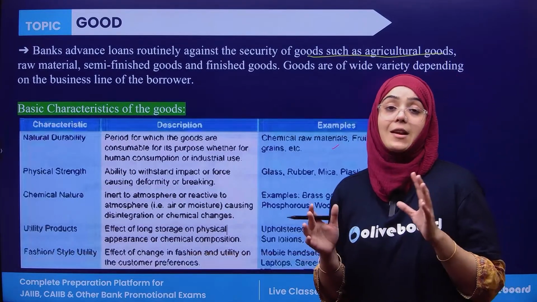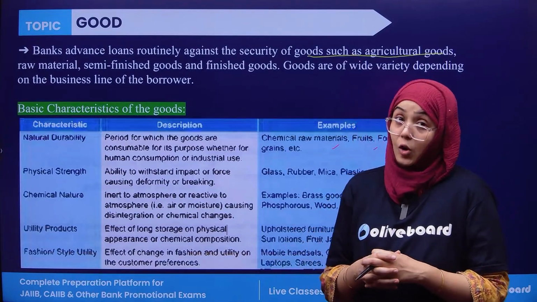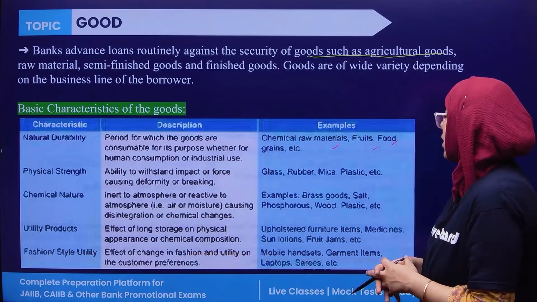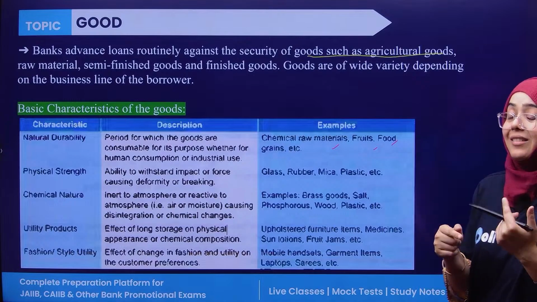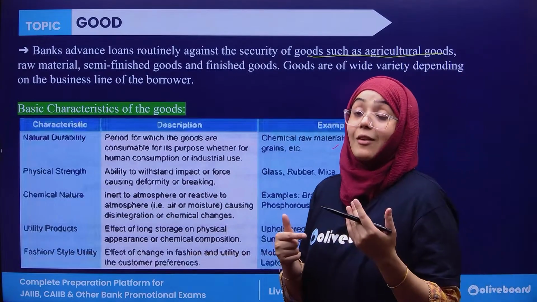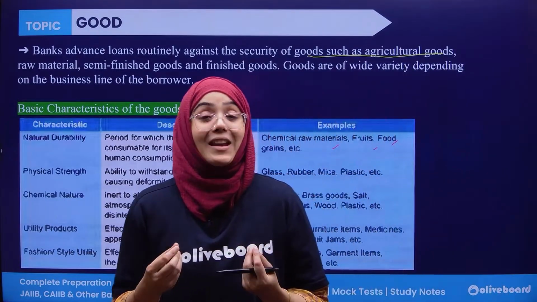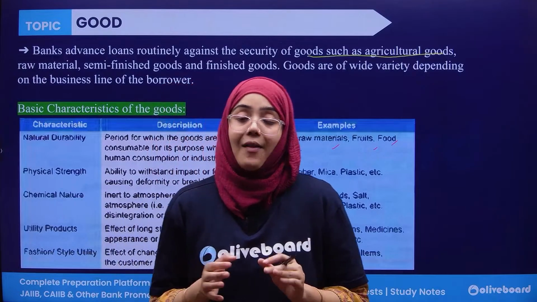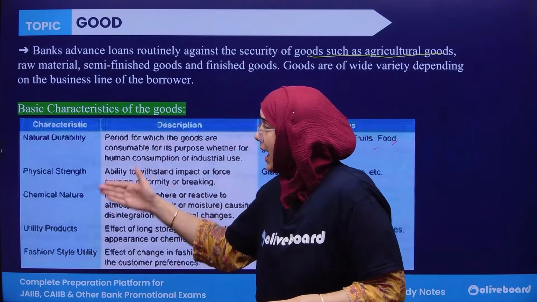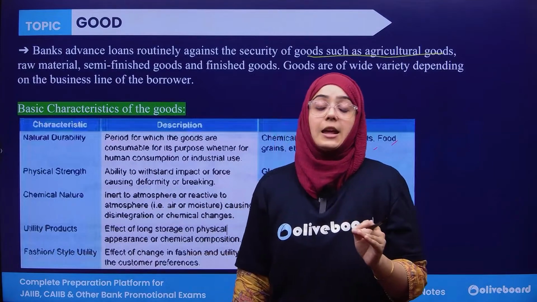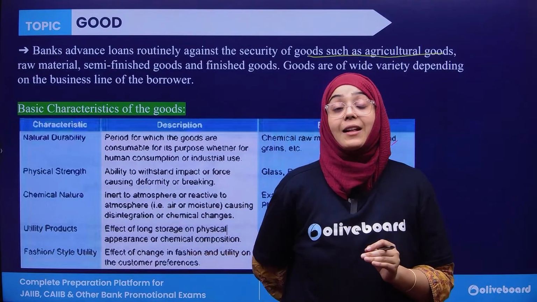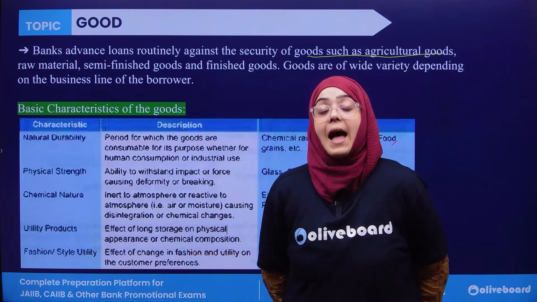See, goods have an effect on physical appearance also if they are stored for a longer period of time. Okay, now fashion. Again, if we talk about goods, the fashion of goods changes very quickly, and that's why these are the characteristics of goods which need to be taken care of while the banker is accepting any good as a security.